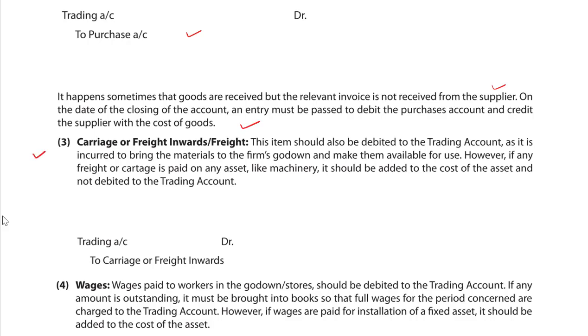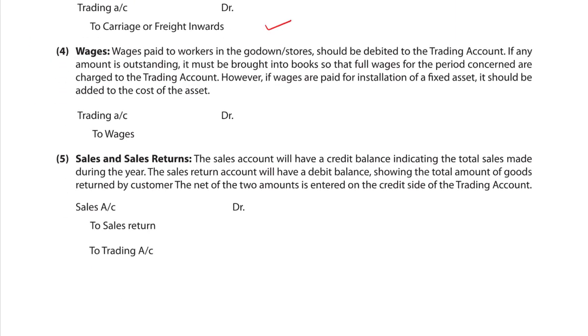Carriage or freight inward. This item should also be debited to trading account as it is incurred to bring the materials to the firm's godown and make them available for use. However, if the freight or cartage is paid on any asset like machinery, it should be added to the cost of the assets, and not debited to the trading account. Trading account to carriage or freight inwards.